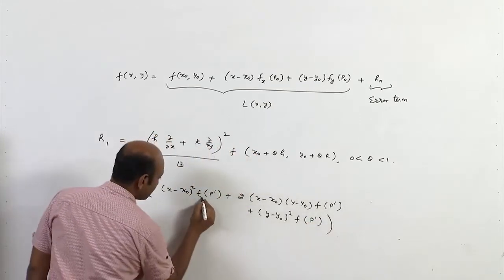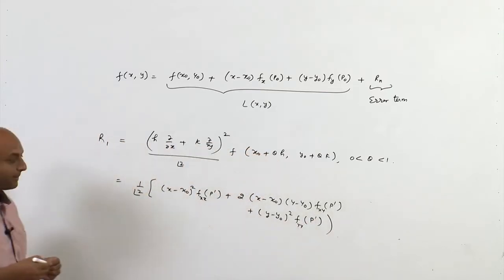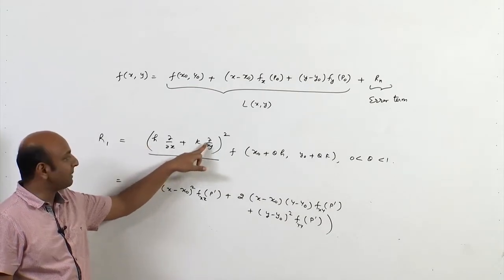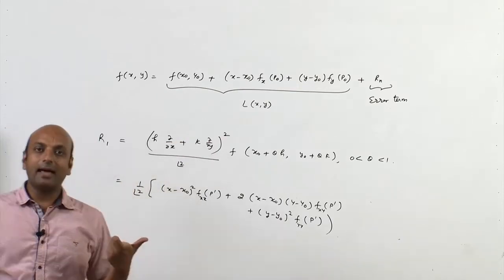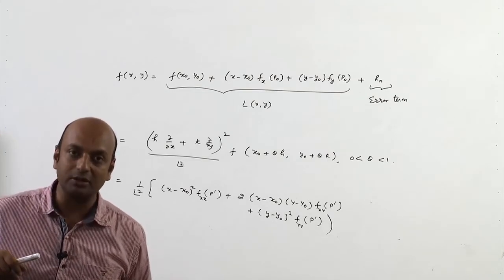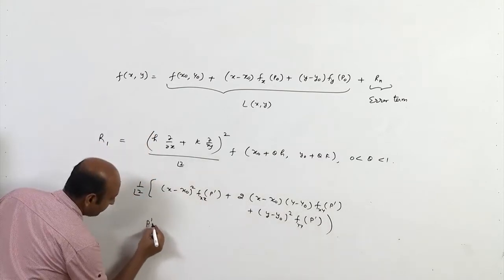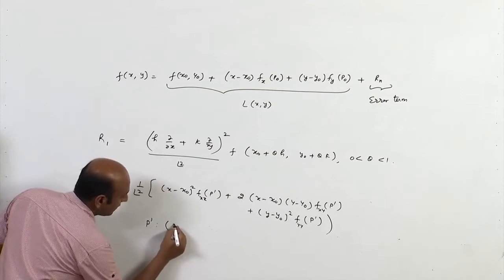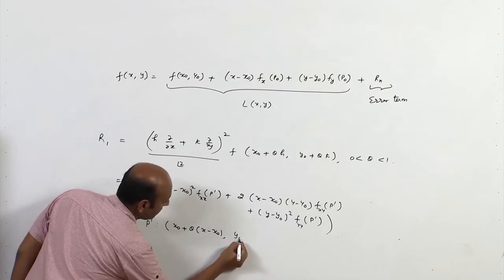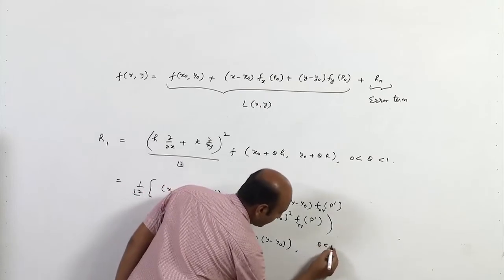Oh, it is f_xx, it is f_xy, it is f_yy. Now, you simply expand this, take the power 2, and replace h by x minus x naught and k by y minus y naught. So you will get this expression at P', where P' is the point x naught plus theta into (x minus x naught) and y naught plus theta into (y minus y naught), where theta is between 0 and 1.